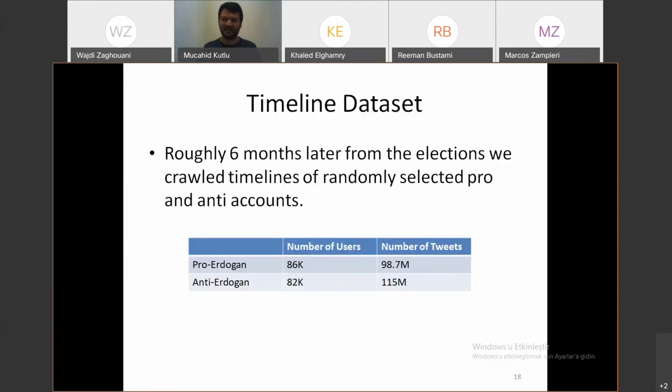Roughly 6 months after the election, we also started to crawl timelines of randomly selected users that we labeled in the first process. We hoped that in this 6-month period, the bots would be closed and so on. We hope that. And we crawled timelines of 86,000 pro-Erdogan accounts and 82,000 accounts from the anti-Erdogan group. And we downloaded all their timelines, so we tried to crawl as much as we can. It doesn't only cover the election time period.